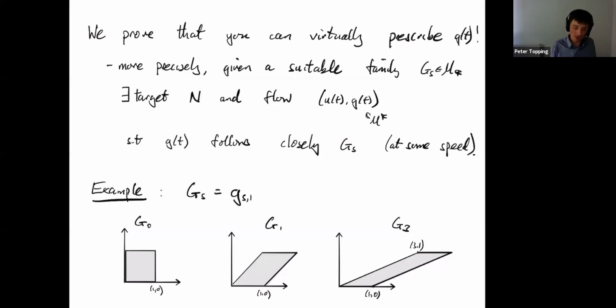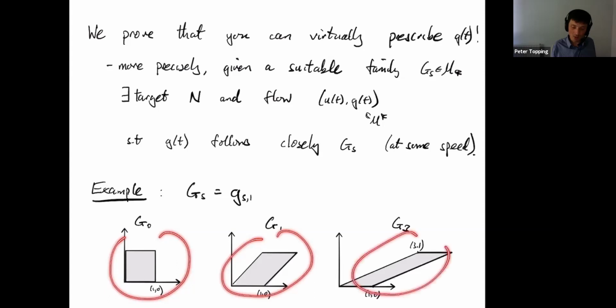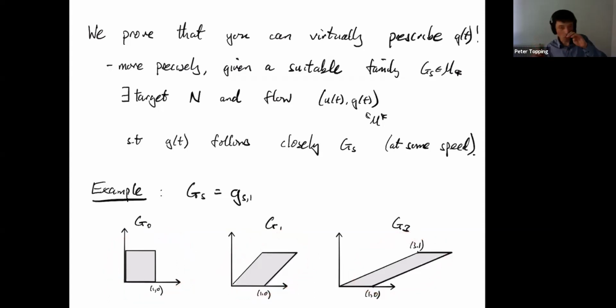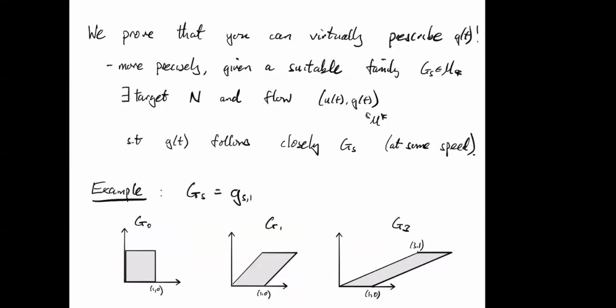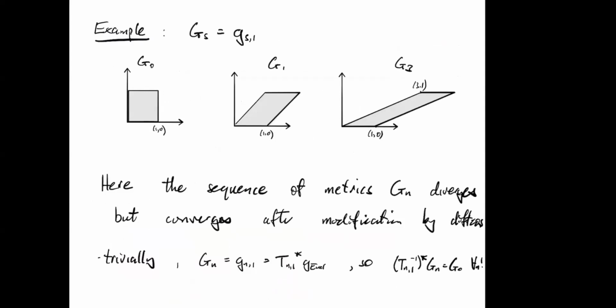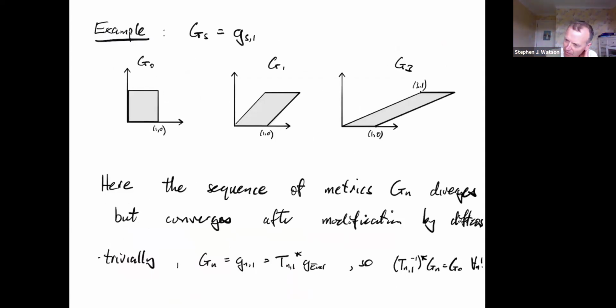Let's take the metrics corresponding to these parallelograms that are gradually tilting more and more. So G0, G1, G3. Peter, I have a question. Would you describe this deformation family as incompressible Teichmüller flow?